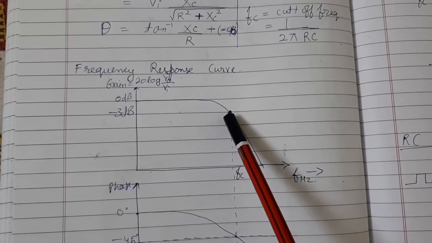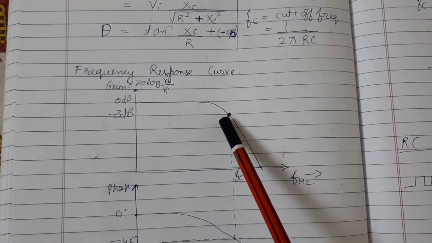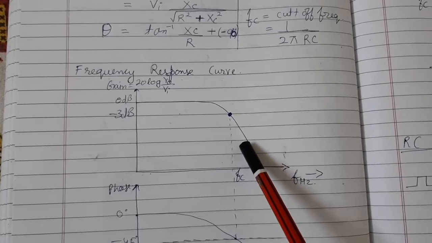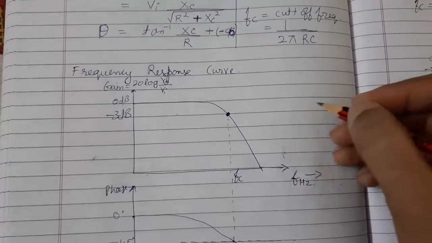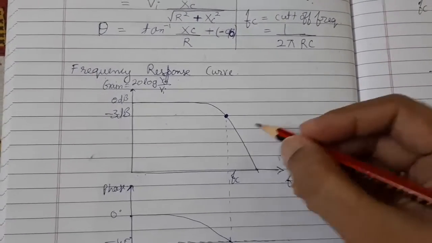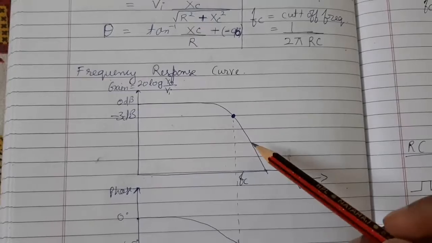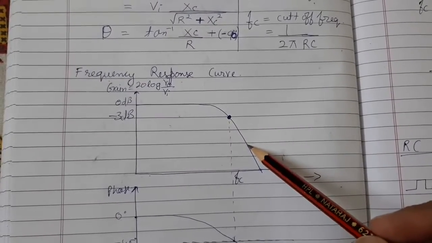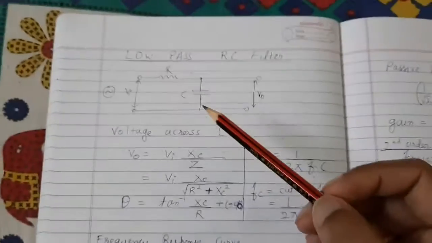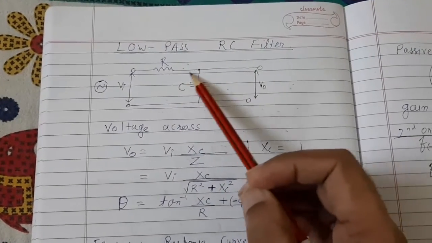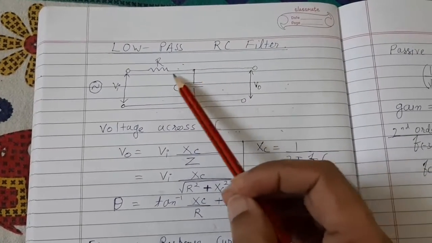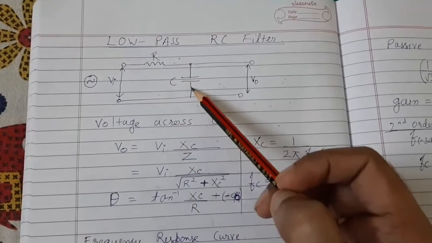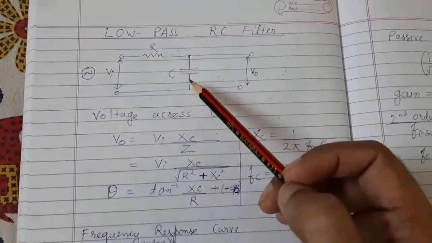After the cutoff point, the attenuation increases at a rate of 20 decibels per decade. Since it has only one capacitor in it, we can call this a first order RC low pass filter.